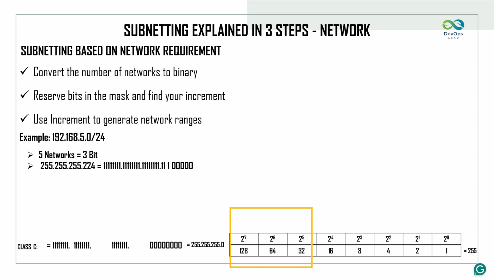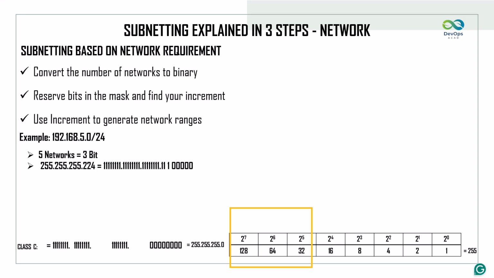Now, the second step says reserve bits in the mask and find your increment. So I already know that I need 3 bits. You don't have to worry whether it's to the right or to the left. What is important is how many bits you need to get the number of networks that you need. So I need 3 bits. The second step says I should reserve bits in the mask and find my increment.